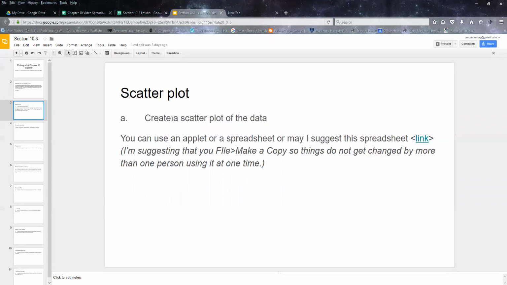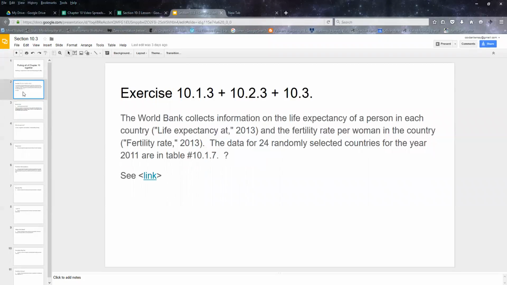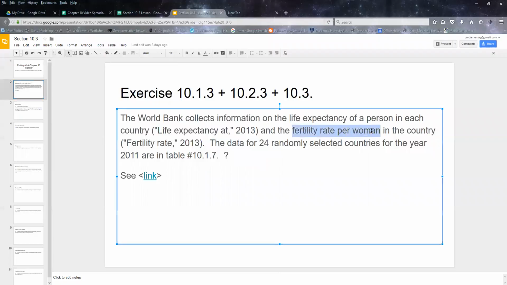And I think what we want to do is they're trying to make a prediction of, does the fertility rate of women in a certain country have any kind of predictive effect? Can we predict life expectancy from that?